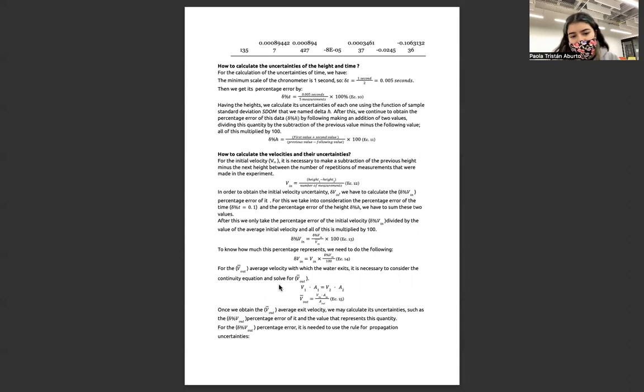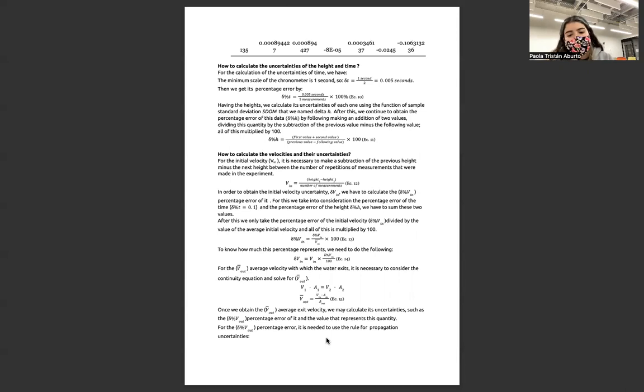And well, for the final steps, we calculate the velocity out, for which we are using the continuity equation. So we solve it for the velocity out, and we have this equation. Once we obtain this, we have to calculate its uncertainty, so the percentage error of this velocity, and how much it represents of this quantity.